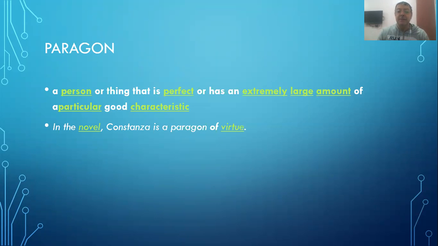So paragon is somebody who is perfect in something or who has a great deal of a good quality or a good characteristic. Like when we say she is a paragon of virtue, he is a paragon of courage, and so forth.